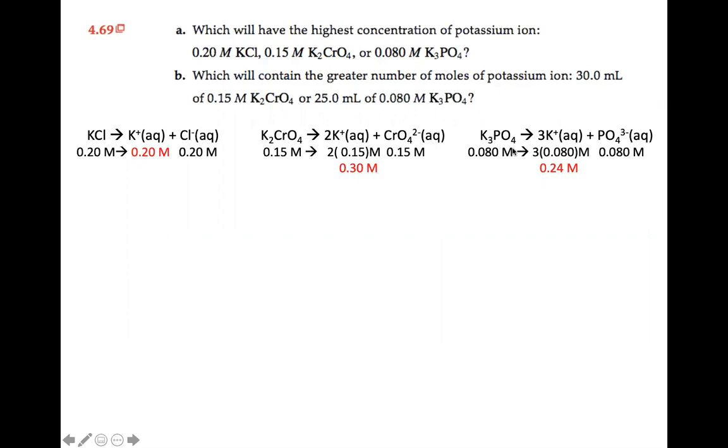For the potassium phosphate, I got to triple the initial because I get 3 potassiums for every 1 of the initial. Okay, now I could end up figuring out which one has the highest concentration. It looks like I have an example here of 0.30 molar for the middle case, 0.24 and 0.20.